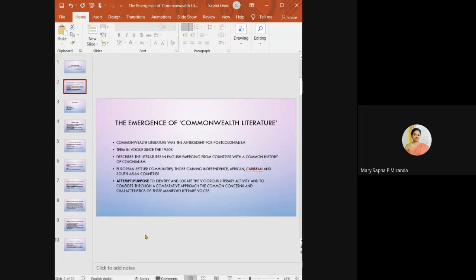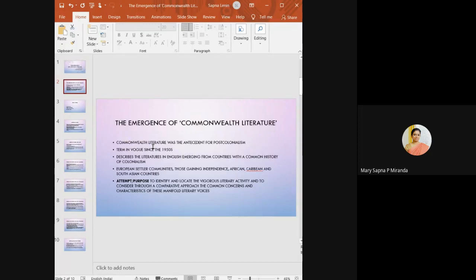Fine. So now, as I told you in the beginning, when you're talking about post-colonialism and post-colonial studies, or the department of post-colonialism in different universities, the whole understanding of post-colonialism, we need to understand the term called Commonwealth literature. It was this Commonwealth literature that led to the development of post-colonial studies.